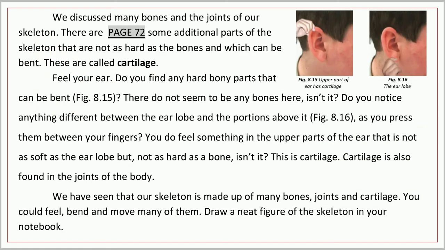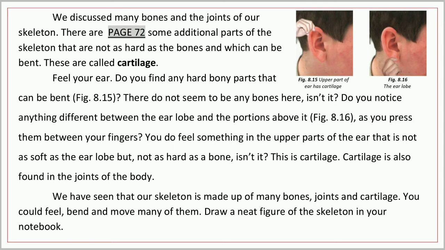We discussed many bones and the joints of our skeleton. There are some additional parts of the skeleton that are not as hard as the bones and which can be bent. These are called cartilage. Feel your ear. Do you find any hard bony parts that can be bent? There do not seem to be any bones here, isn't it?